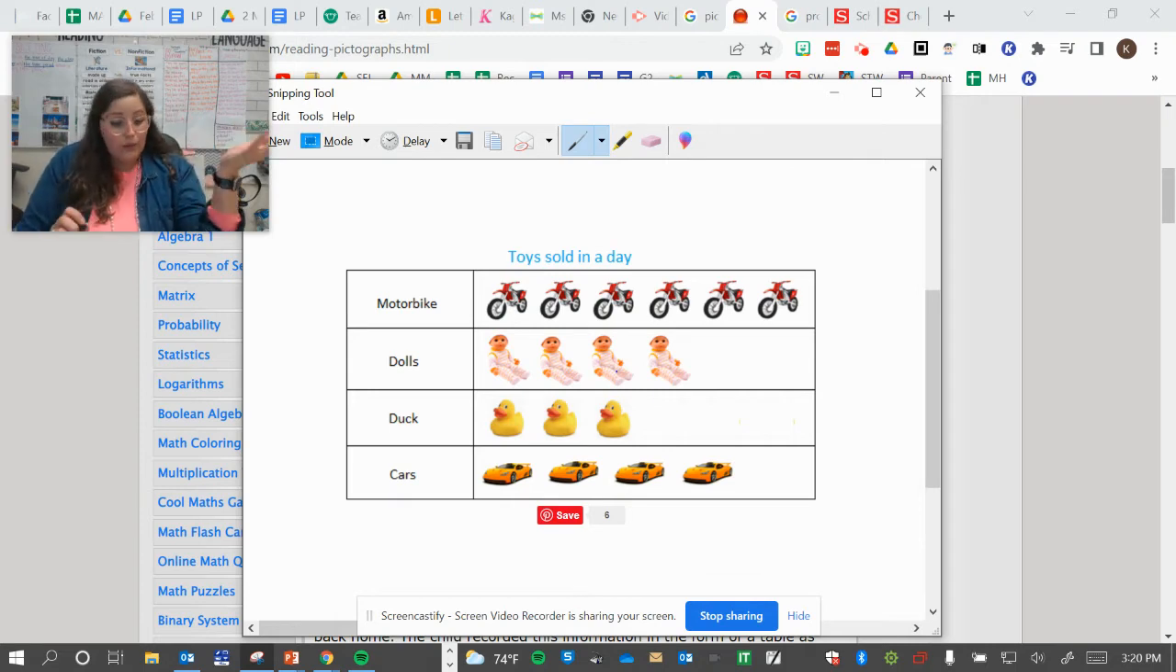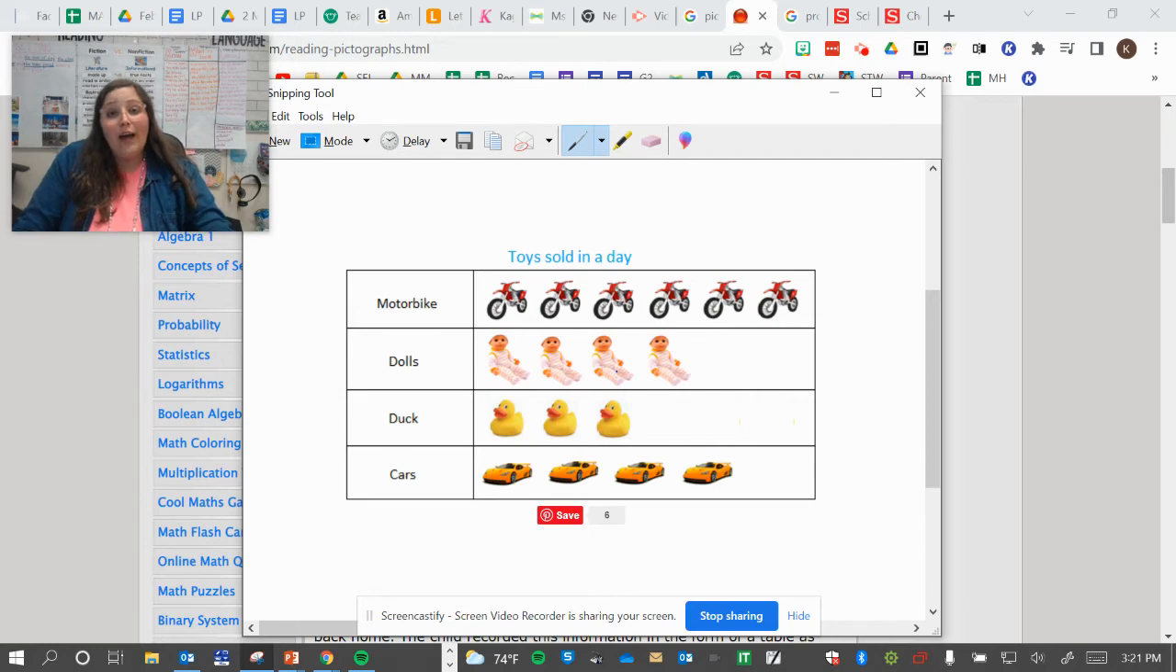So if we want to know how many toys are sold altogether, what do you think we do? Well, we're going to count them all up. I'm going to count 1, 2, 3, 4, 5, 6 motorbikes, 7, 8, 9, 10 with the dolls, 11, 12, 13 with the ducks, 14, 15, 16, 17 with the cars. So 17 toys were sold altogether.